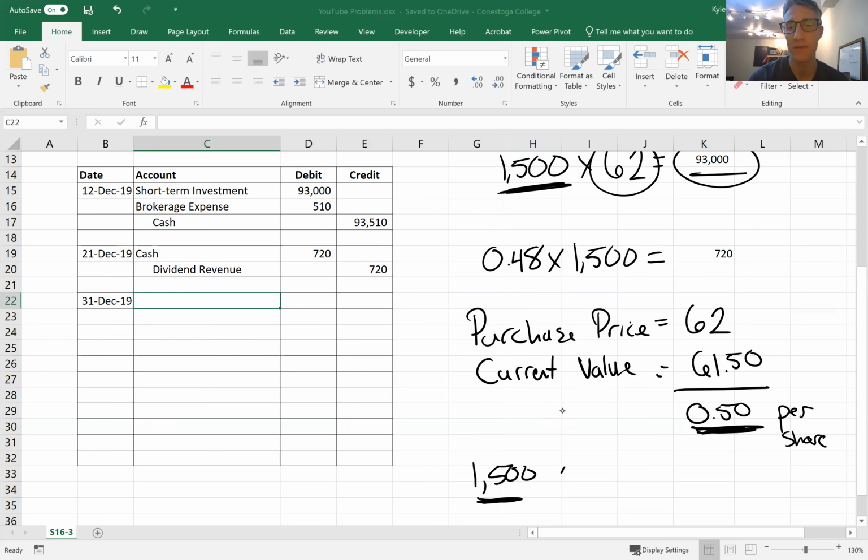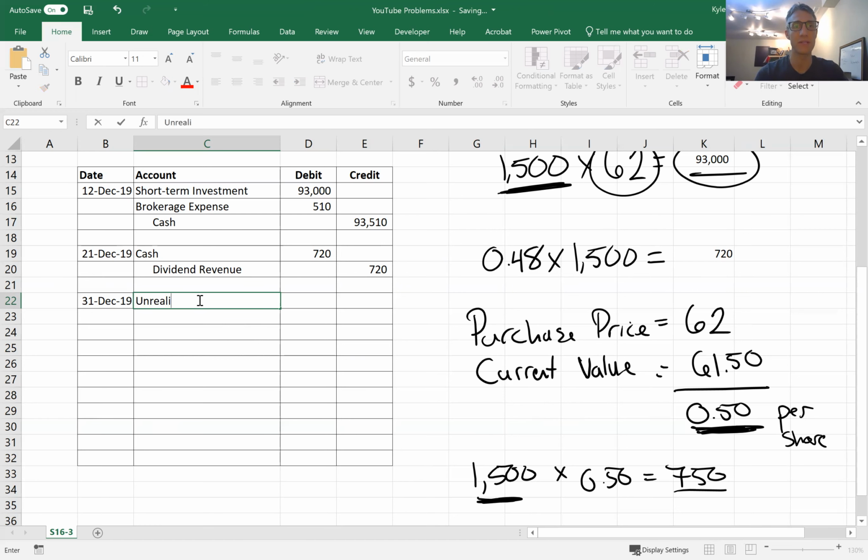They have 1,500 shares, and they have a 50-cent per share loss, which means in total, they have an unrealized loss of $750. I'm going to debit this to an unrealized loss on fair value adjustment of $750. The credit here goes to what is called a fair value allowance of $750 as well. And sometimes it's actually called fair value valuation or fair value allowance. I believe the textbook calls it fair value valuation allowance.